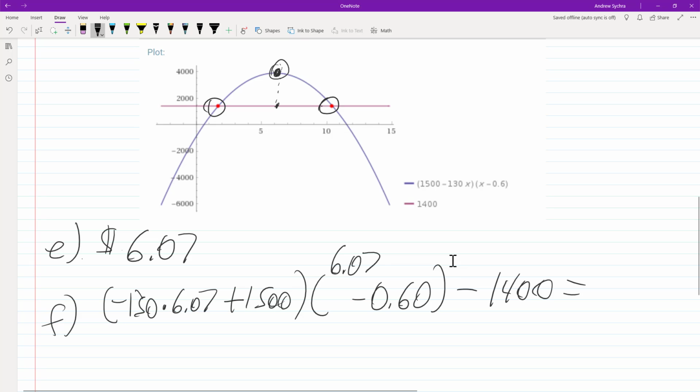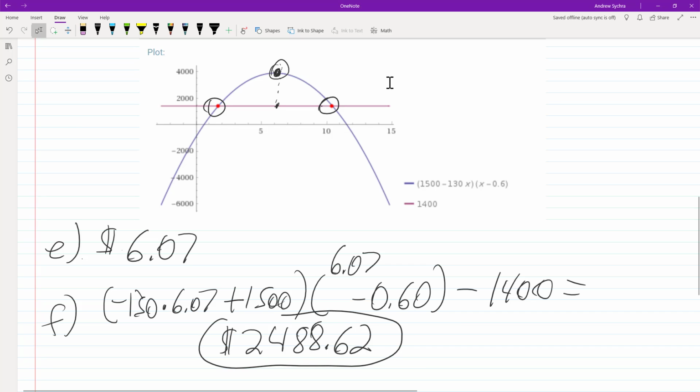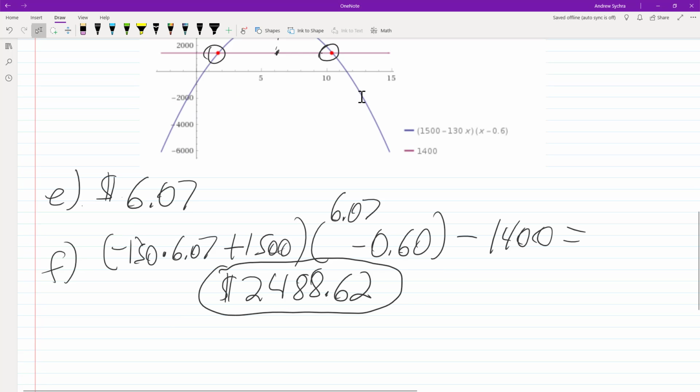All right, and what we end up with is approximately $2,488.62 per day for a maximum, if we sell cups of coffee at $6.07.